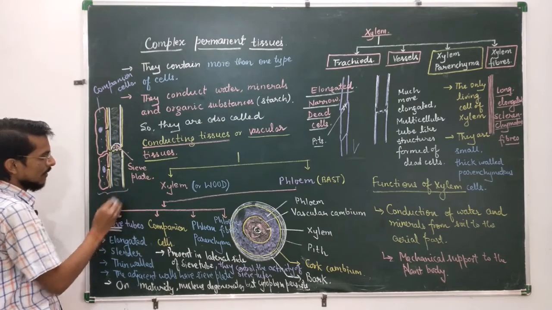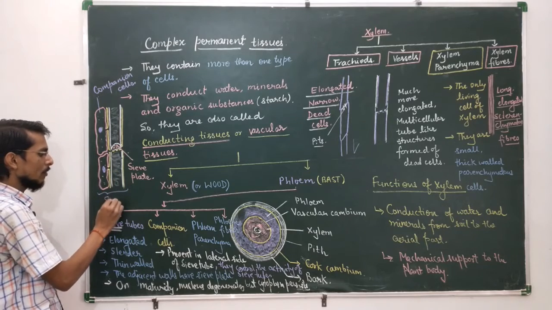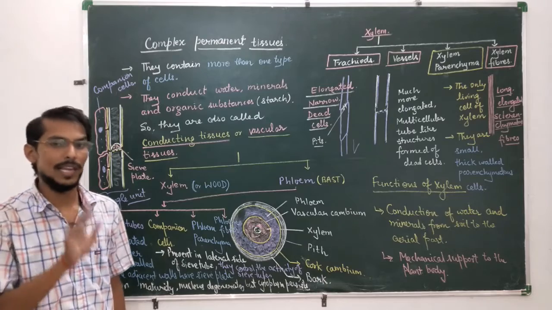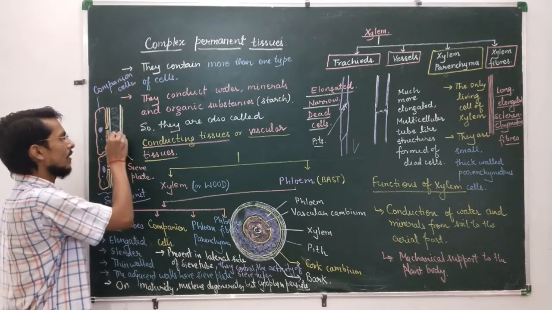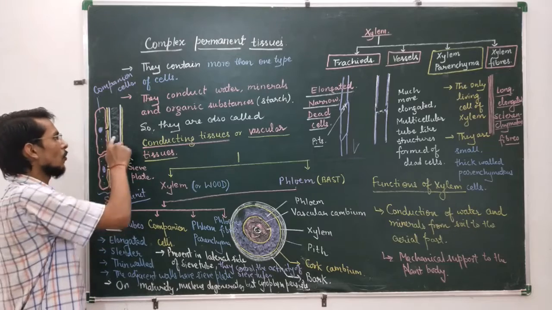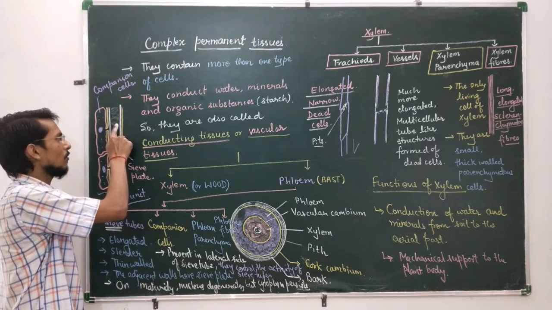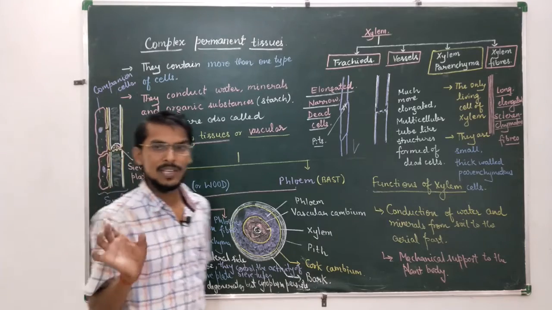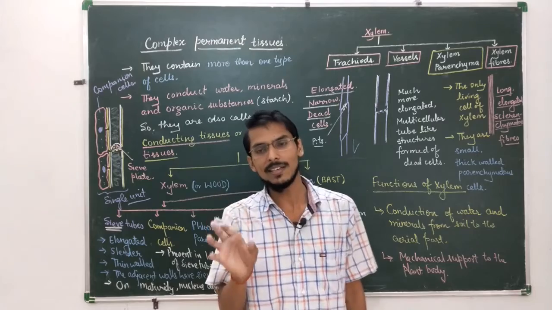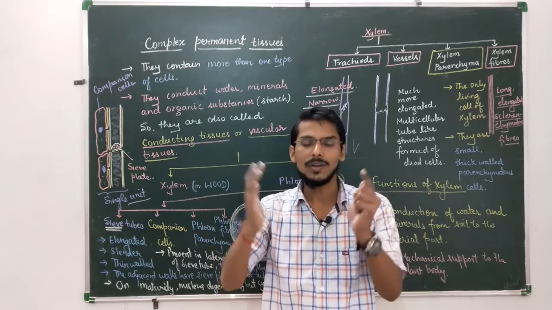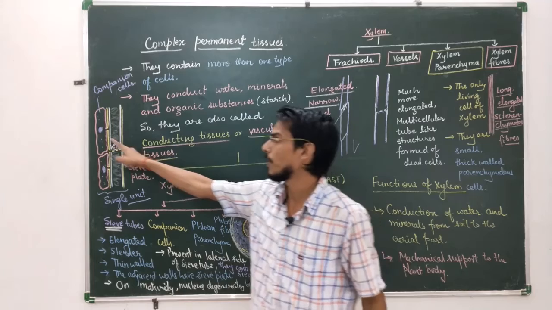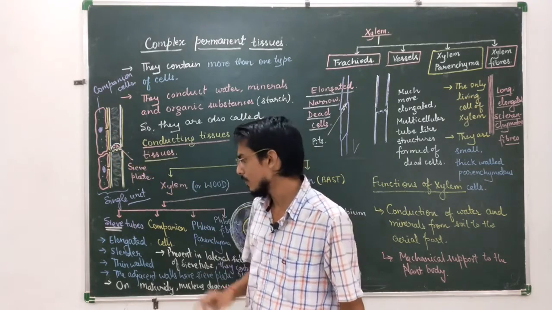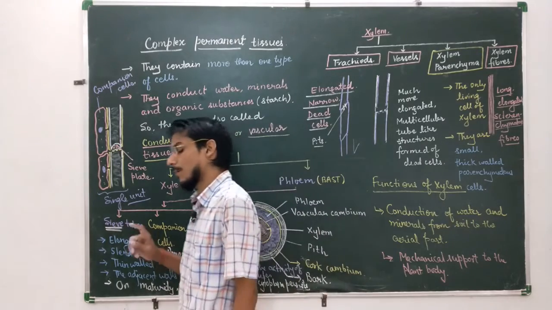So both these cells function as a single unit, because you know very well that the nucleus controls the activity of a cell. If this cell is living, there must be a nucleus controlling its activity. That work is done by the nucleus of the companion cell. So we say that the companion cell and the cells present in sieve tubes work together as a single unit. The nucleus of the companion cell controls the activity of sieve tubes. Okay, so this is all about sieve tubes and companion cells.